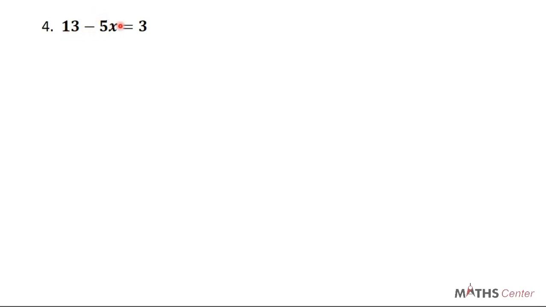Now 13 and 3 are like terms. So I'm going to group 13 and 3 at one side. Now because I already have this here, I'm not going to send it to this side. I already have minus 5x here. I'm not going to send it to the other side. I will keep it here.